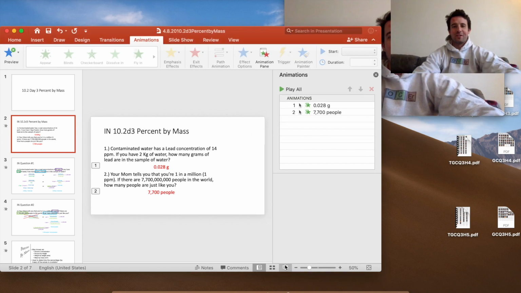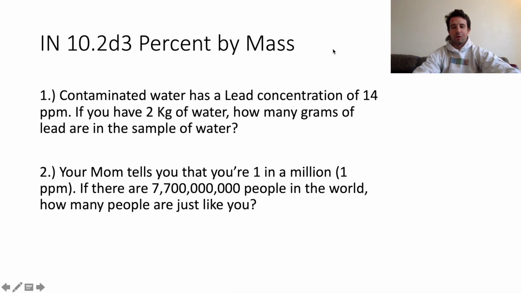We're going to keep reviewing a little bit of parts per million, parts per billion. So if you look on the board, you will see two problems. The first one says contaminated water has a lead concentration of 14 parts per million. And the question is, if you have 2 kilograms of water, how many grams of lead are in the sample of water? Second question is, your mom tells you that you're 1 in a million, 1 ppm. If there are 7 billion people in the world, 7.7 billion people in the world, how many people are just like you?